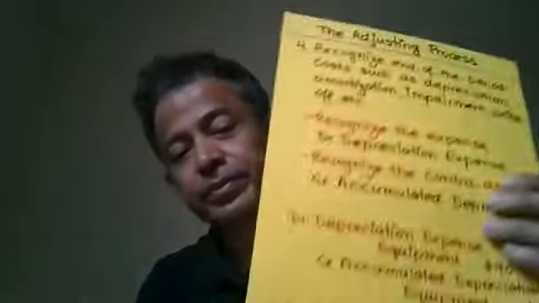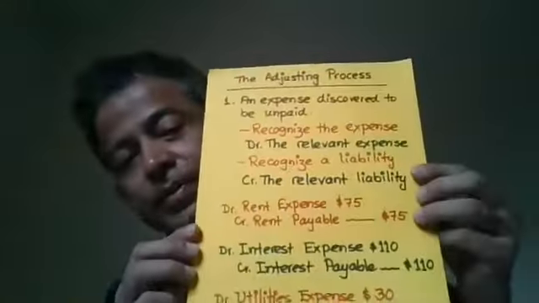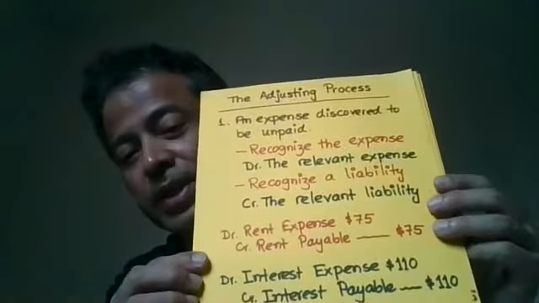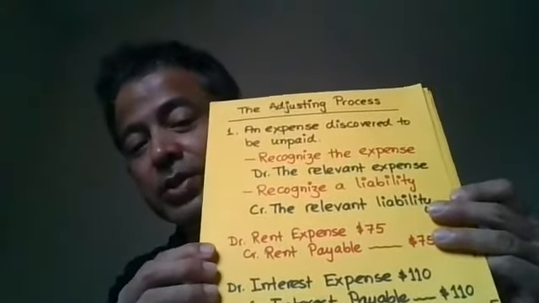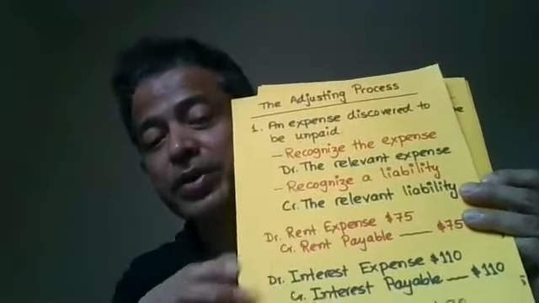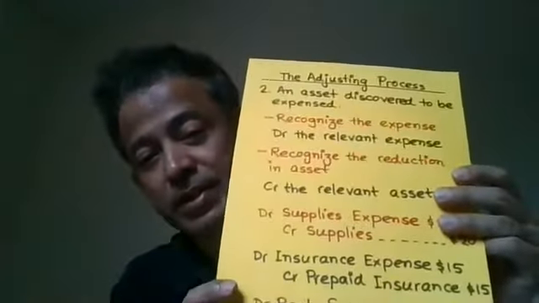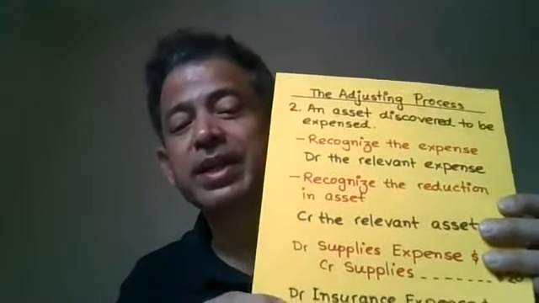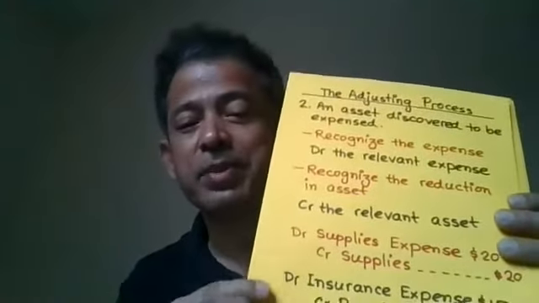So these are our 4 different types of adjustments. I'm showing it all again. Number 1, an expense that has just been discovered to be unpaid, so unpaid or accrued expenses: debit expense, credit payable. So rent expense, credit rent payable. Second one, an asset discovered to be expensed, like supplies. So debit supplies expense, credit supplies. Debit insurance expense, credit prepaid insurance. Debit rent expense, credit prepaid rent.